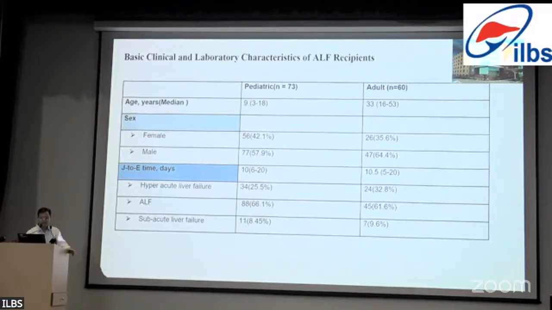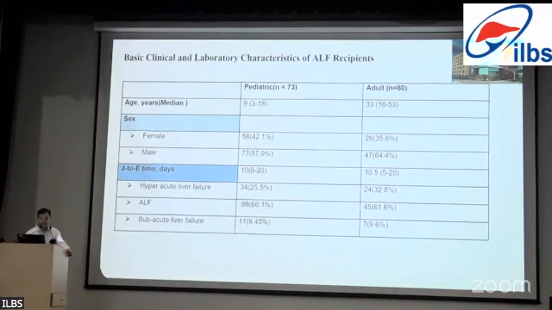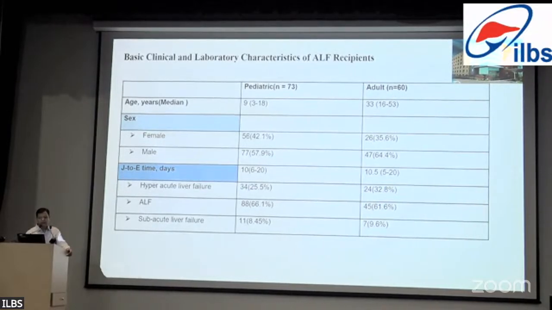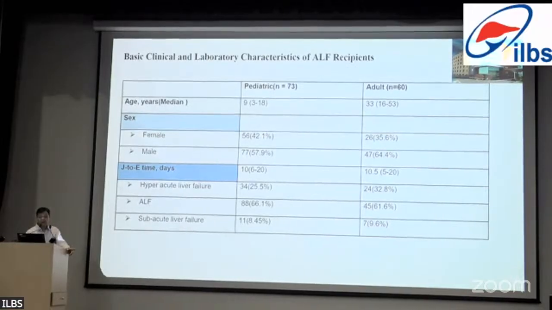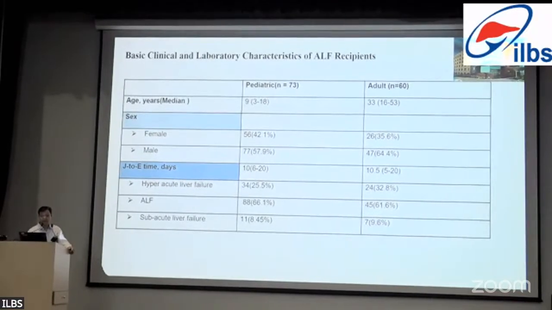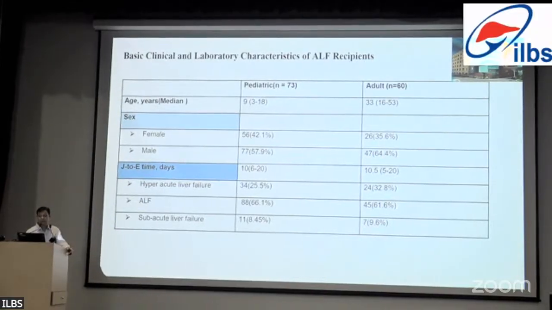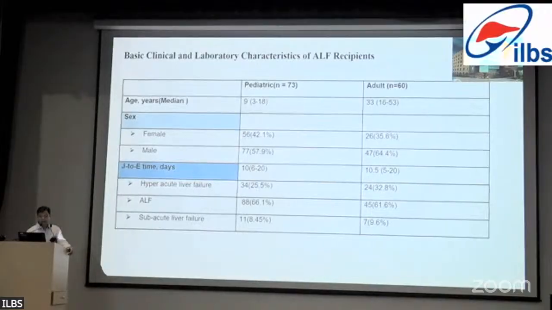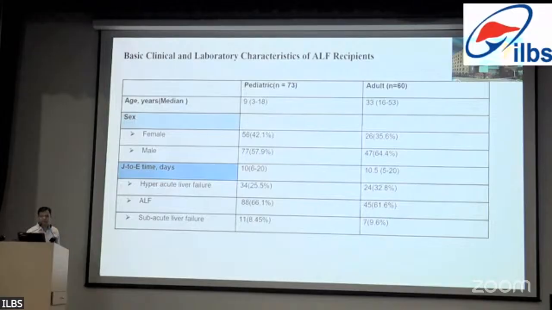Median age for the pediatric patients is 9 years, adult 33 years with interquartile range of 16 to 53. The female recipients are 42% in adults, and in pediatric almost 58% of the recipients are male patients. Similarly, in adult patients, 64% are male patients. So most of the recipients were male, whereas the donors were female. Approximately 60% of the donors were female.